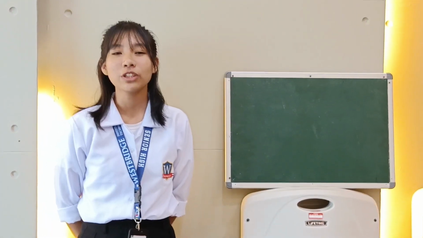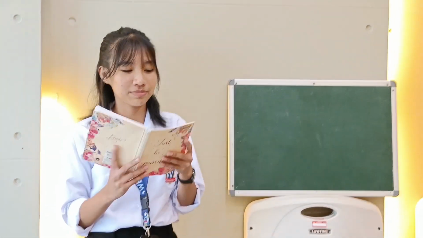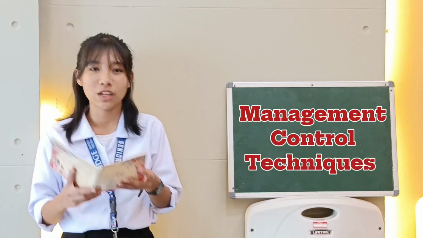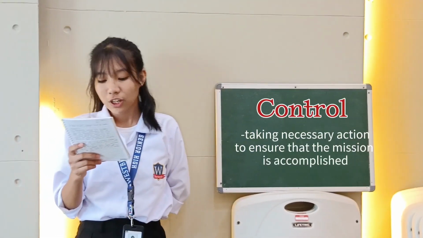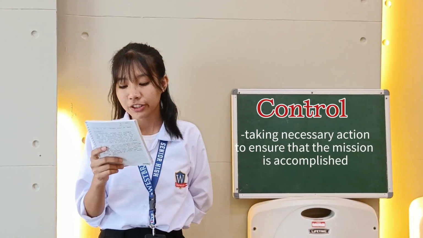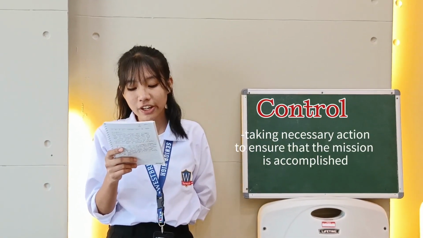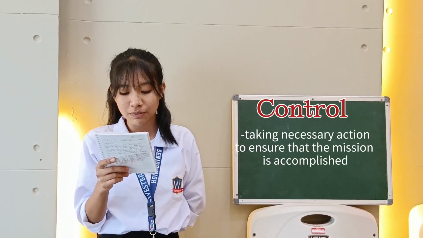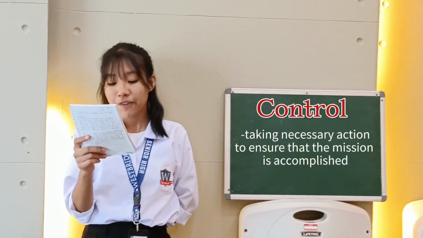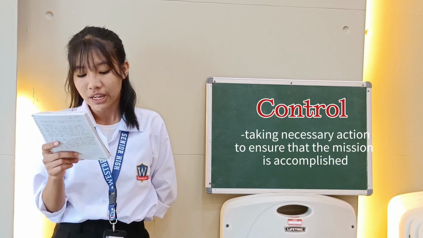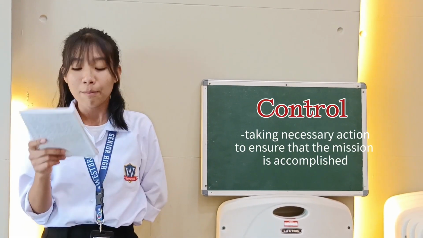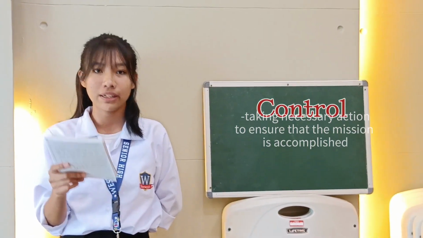So now we're going to talk about management control techniques. But first, what is control? Control is the process of taking necessary preventive or corrective action to ensure that the organization's mission and objectives are accomplished. If actual performance is consistent with the appropriate objectives, things will proceed as planned. But if not, changes must be made.